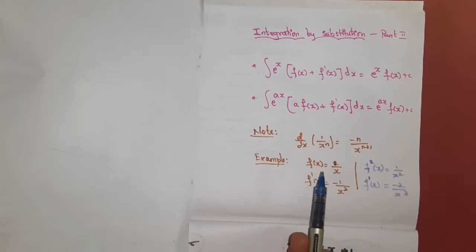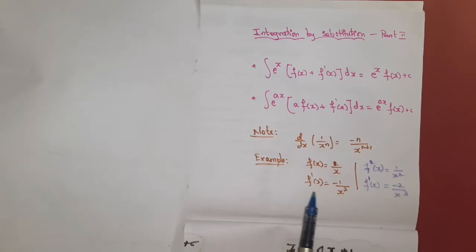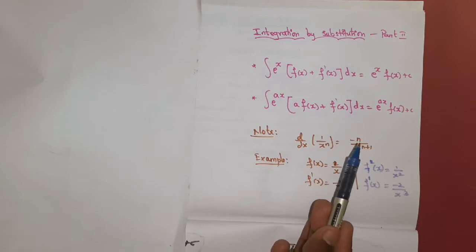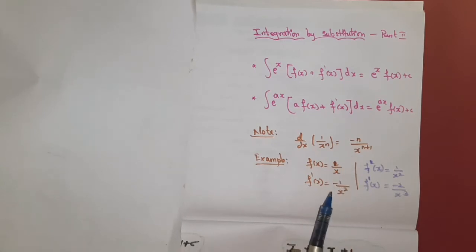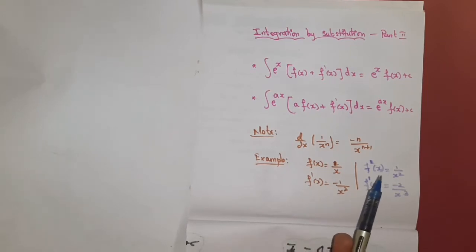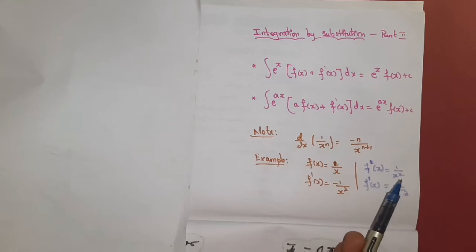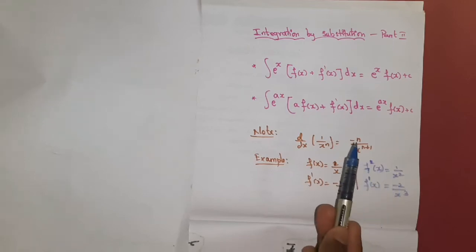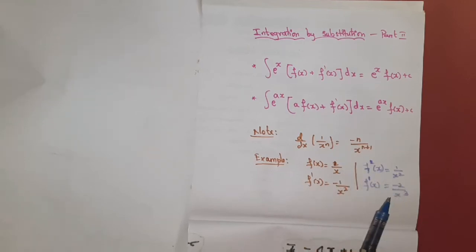For example, if I am giving f(x) equal to 1 by x, I am asking you to find f'(x), that is differentiation. Here what is the power of x? 1, right? So take that and apply in the formula. So you get minus 1 by x^(1+1), so 2. So f'(x) becomes minus 1 by x^2. Right. So here f(x) is 1 by x^2. So here the n value is 2. So apply it in the place. So you get minus 2 by x^(2+1). So you get minus 2 by x^3.